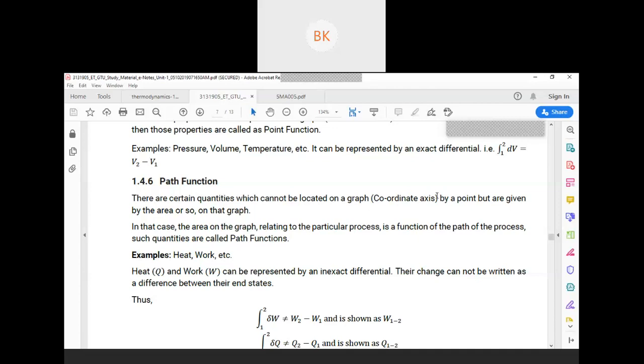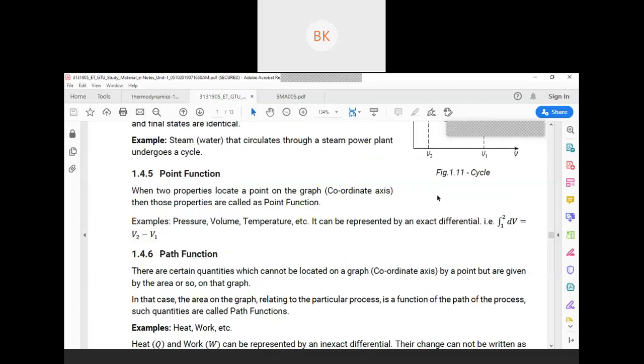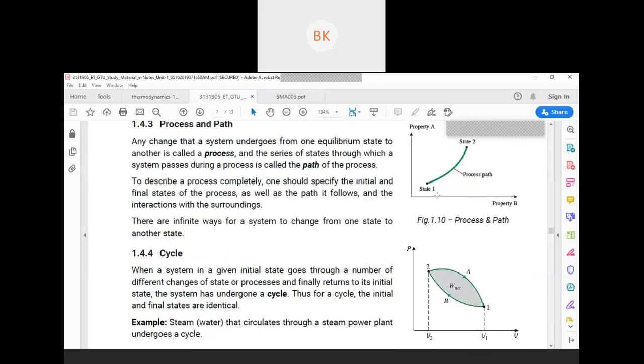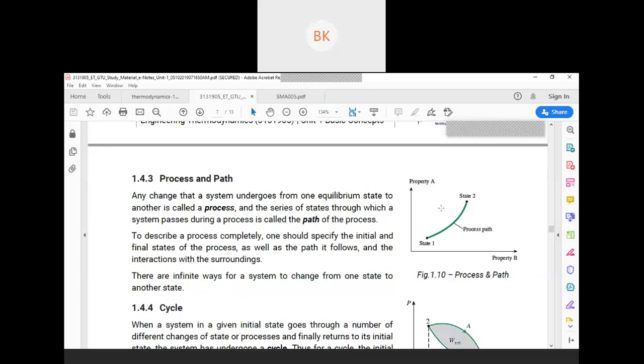So in that case, the area on the graph related to a particular process is a function of the path of the process. Whatever path we are following, these quantities are related to the path of that particular thing. A simple example is heat and work. In a point function, as I said, it is independent of the path. I only need the initial state and the final state; I only have to deal with those two.